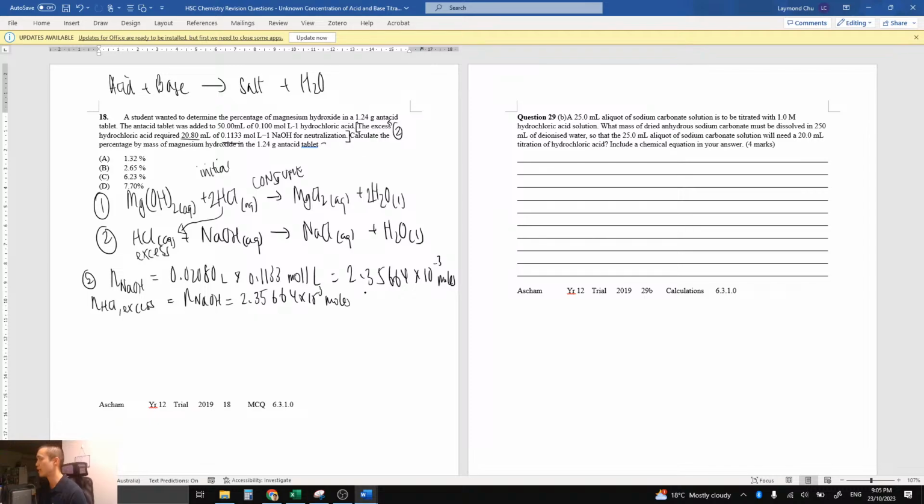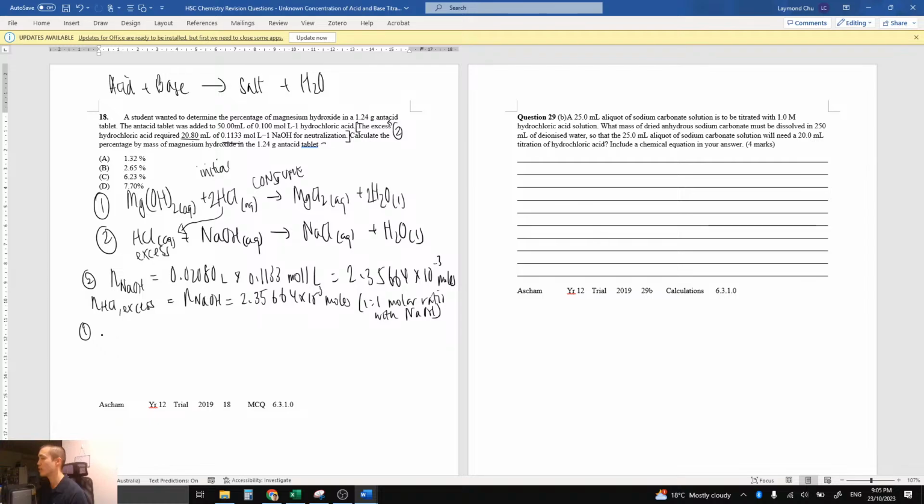So we just say that, and we say 1:1 molar ratio with our NaOH, as you can see from this equation, number 2. Cool. So we got our excess, beautiful. Let's try to find our initial HCl that we use for equation 1.